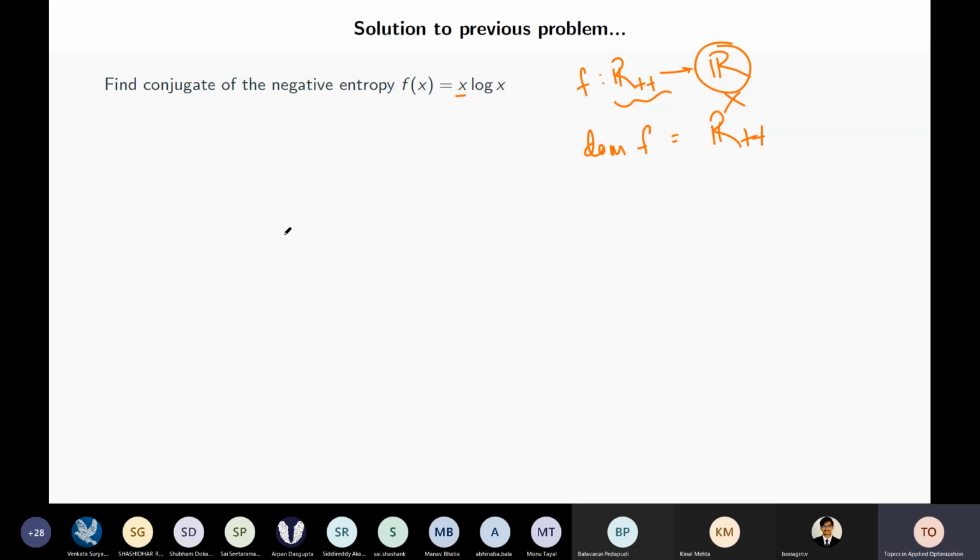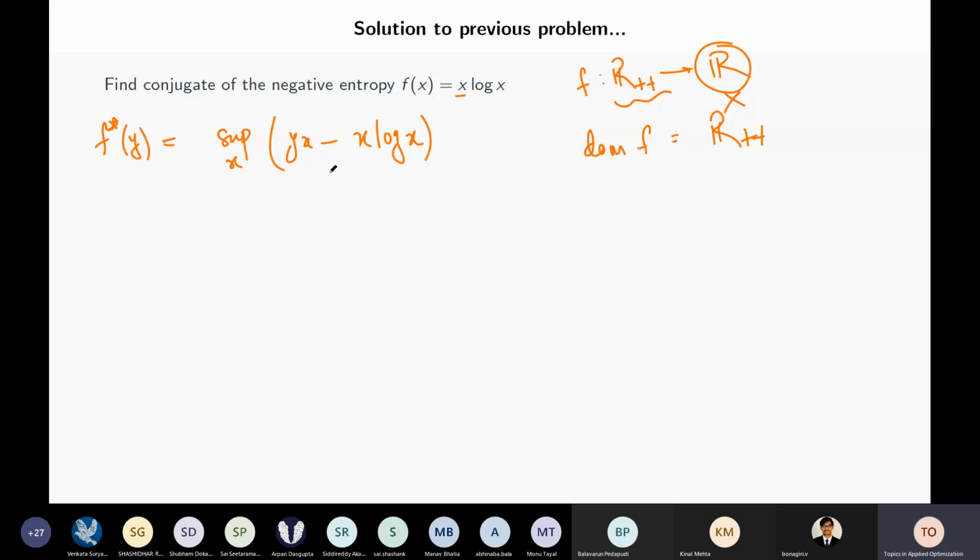So in this case, what do we have? At 0, this is 0, right? And so what we are looking at, again, let us write down the conjugate. This is the supremum over x of y transpose x. Y transpose is just y here. So yx minus x log x. Okay, so this is what we are supposed to solve.